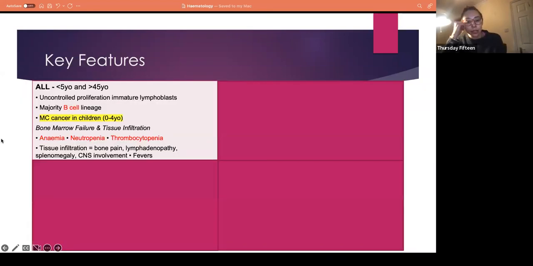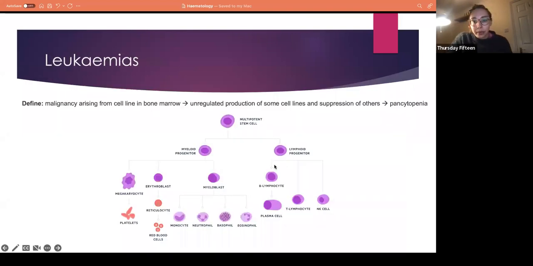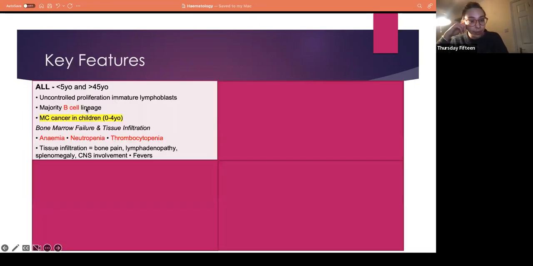So if we go into the key features of each one, this is what I'm trying to do to stop you being overwhelmed all at once, to just put big pink squares on it, but it's a bit jarring. ALL is acute lymphocytic leukemia, and that will present in patients who are less than 5 or over 45. It's the most common cancer in children aged 0 to 4. And it's uncontrolled proliferation of immature lymphoblasts. And the majority of those lymphoblasts are B cell lineage. So just going back to here, ALL is on the right hand side of this diagram, and the majority of the cancers arise in B lymphocytes, B cell lineage. And it leads to bone marrow failure and tissue infiltration.